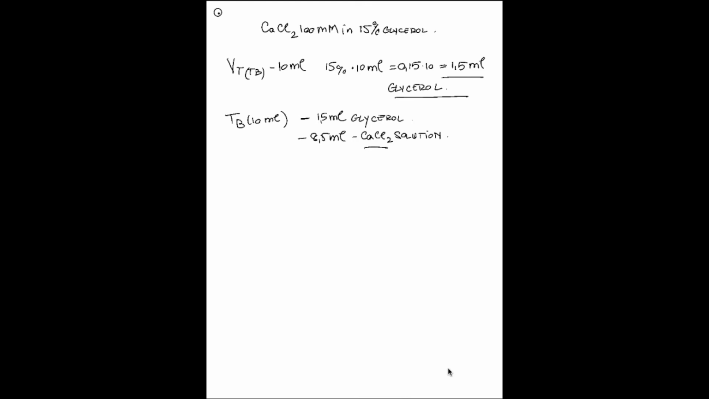So to figure that out, I'm going to use a well-known formula, which is Ci times Vi equals Cf times Vf. What does this mean exactly? Ci means the initial concentration, Vi equals the initial volume, Cf equals the final concentration, and Vf is the final volume.